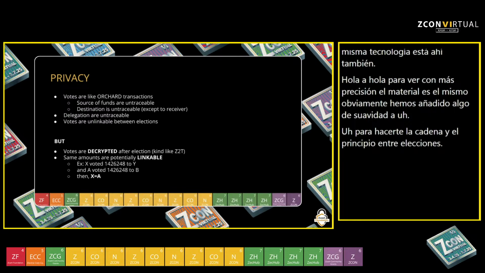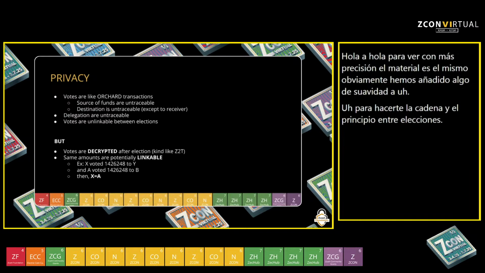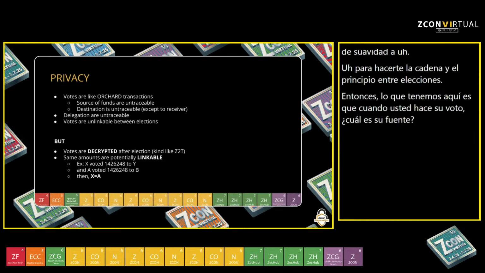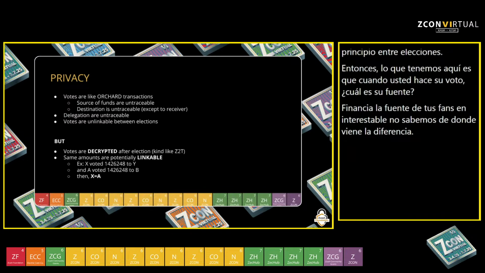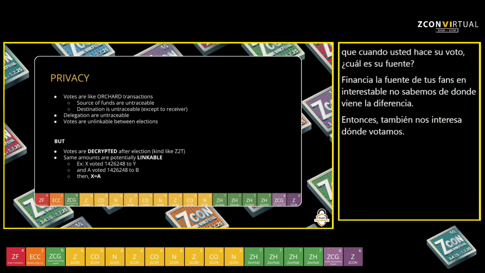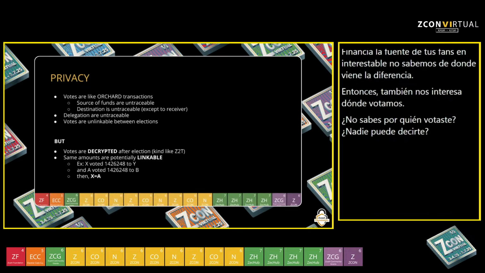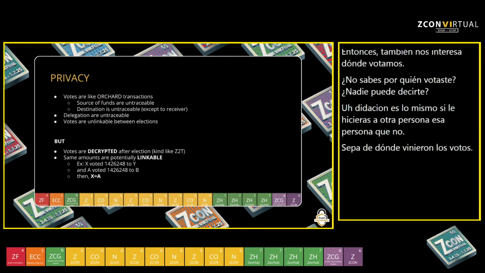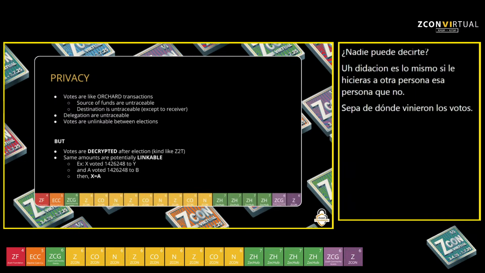So what we have here is that when you make a vote, the source of your funds is untraceable. We don't know where the funds come from. Then where you vote is also untraceable. Nobody can tell who you voted for. Delegation is the same thing. If you delegate to another person, that person does not know where the votes came from. And actually, if you don't keep track of it yourself, you would not even know where you sent your votes.